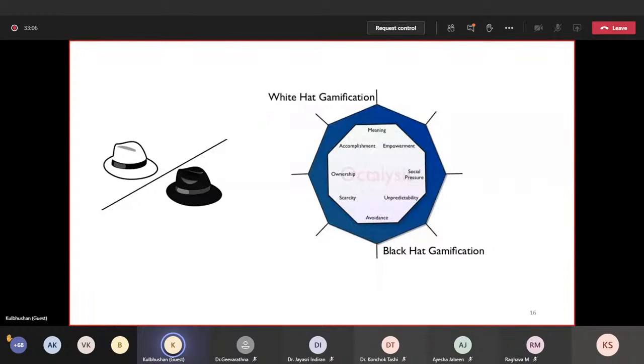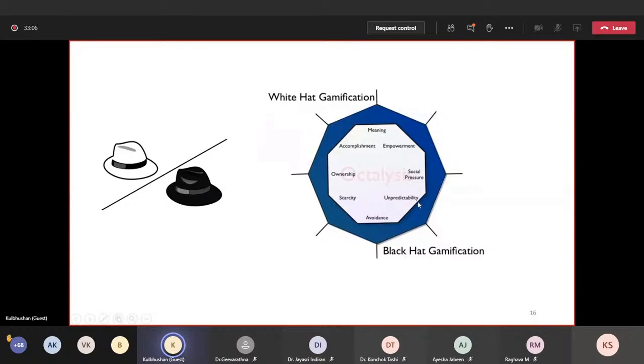We are giving punishment to the people. Unpredictability is there, anything can happen. So this is a kind of negative technique. The middle ones, ownership and social pressure, can fall into any category depending upon the circumstance.